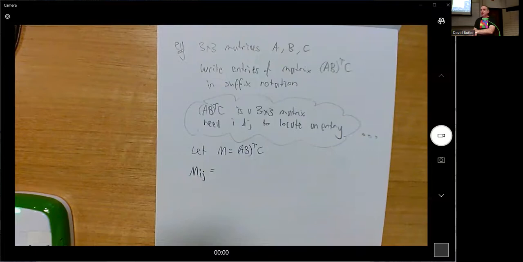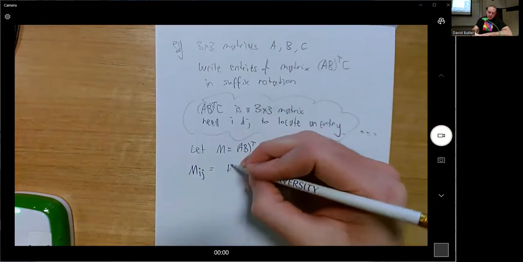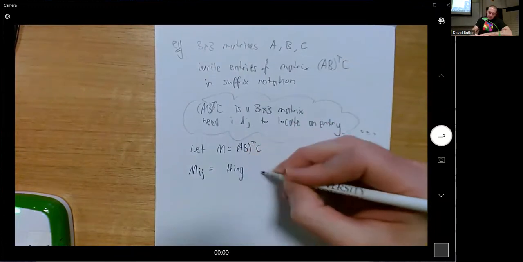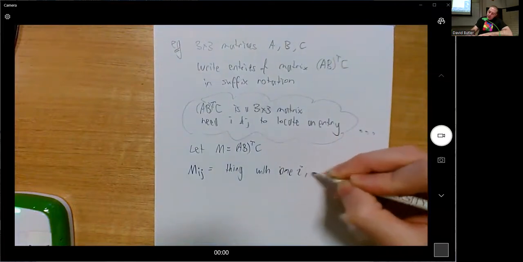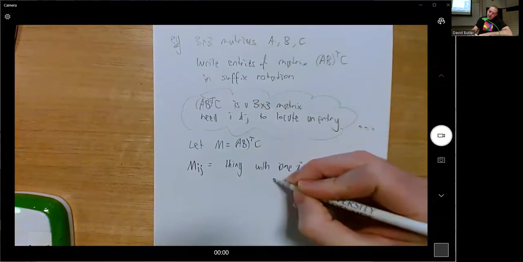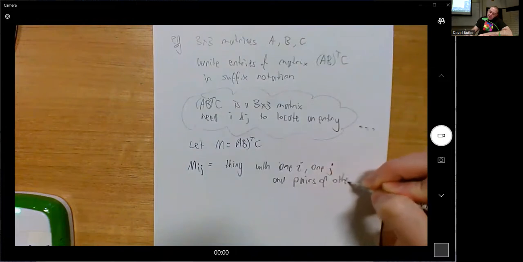How are people feeling about what I've said so far? Okay. All right. This is my goal, with one i, one j, and pairs of other subscripts.